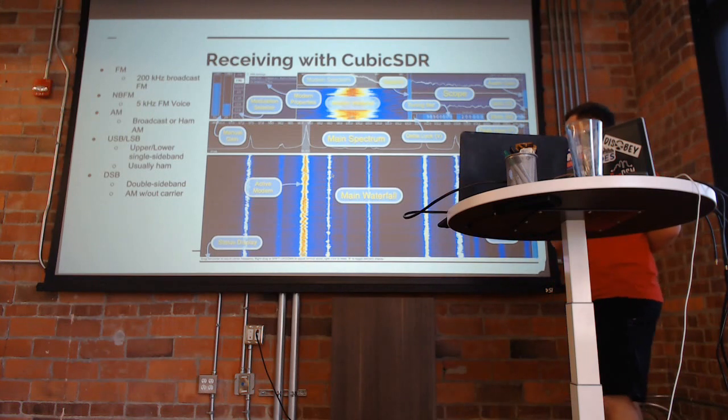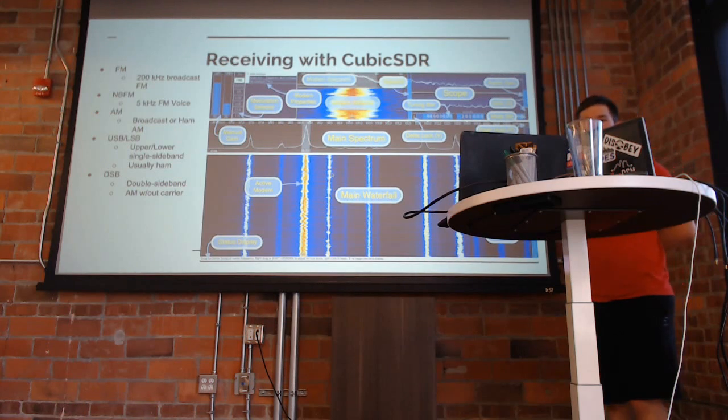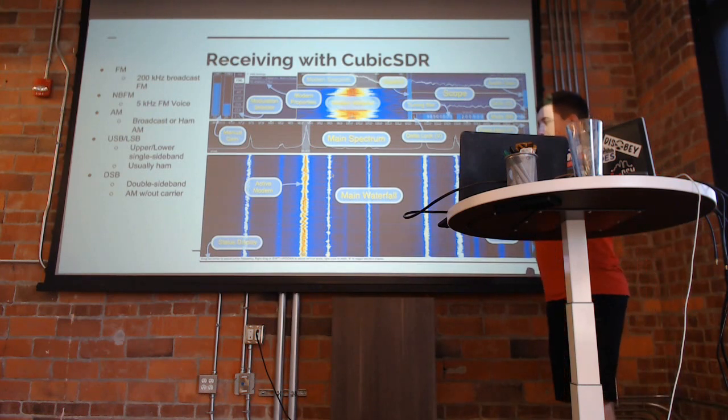It'll work perfectly fine. AM, you can either get broadcast AM, Voice of America, that sort of thing, or ham radio AM, not as common as single sideband. And then finally, upper sideband, lower sideband, very commonly used by ham radio. Double sideband is essentially AM with a suppressed carrier. And there's plenty of resources out there for learning about these, but you choose the modulation that you think is most likely based on where it is in the spectrum and what it looks like on the waterfall, and then you click to drop a modulator on it.